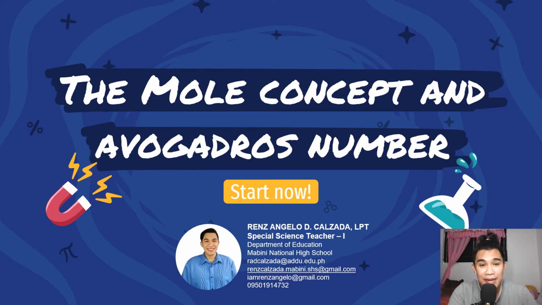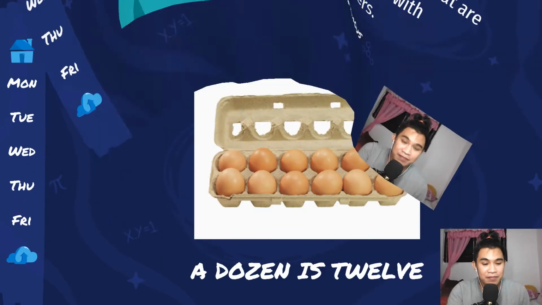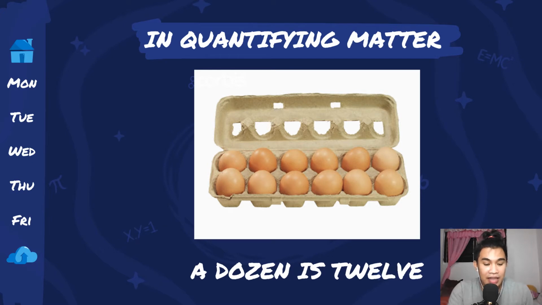So before I begin with my discussion, this topic will be tackling more about quantifying. But let's have an example first. In quantifying matter, we sometimes use terms that are readily associated with certain numbers. For example, a dozen is 12, and an example for that is an egg. We buy eggs by the dozen, and we know that 1 dozen of eggs is equivalent to 12 eggs.